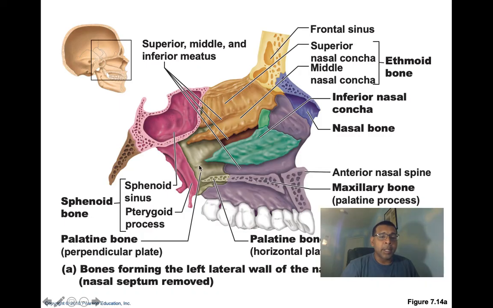The perpendicular plate we can see here. The perpendicular plates form the lateral walls of the nasal cavity. They form the posterior lateral walls of the nasal cavity. That's why they're L-shaped bones.